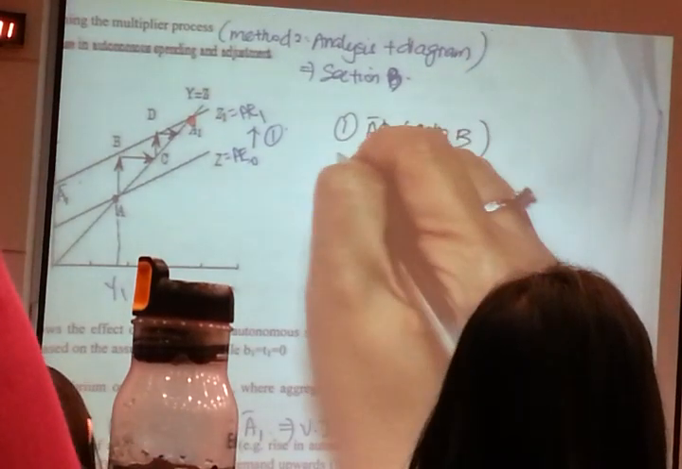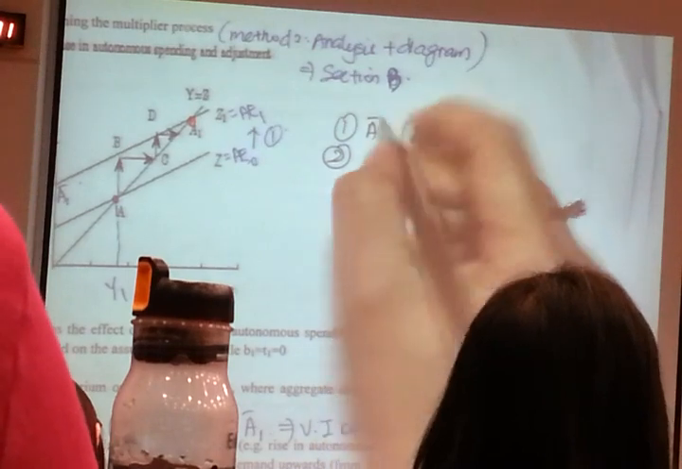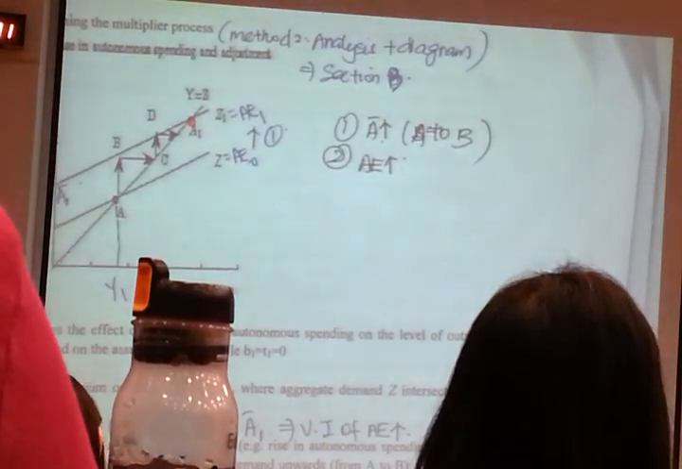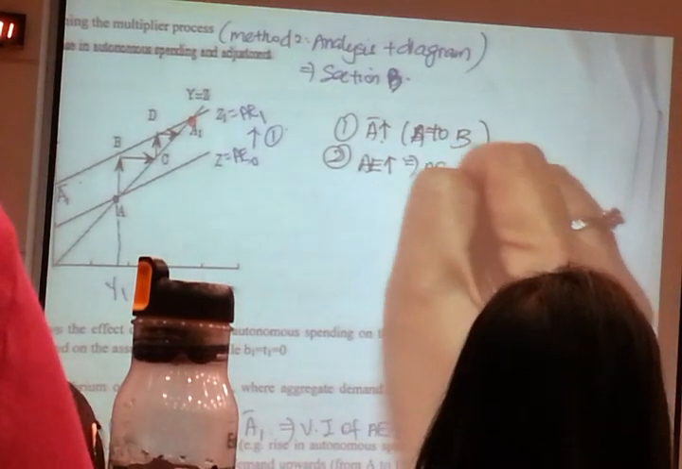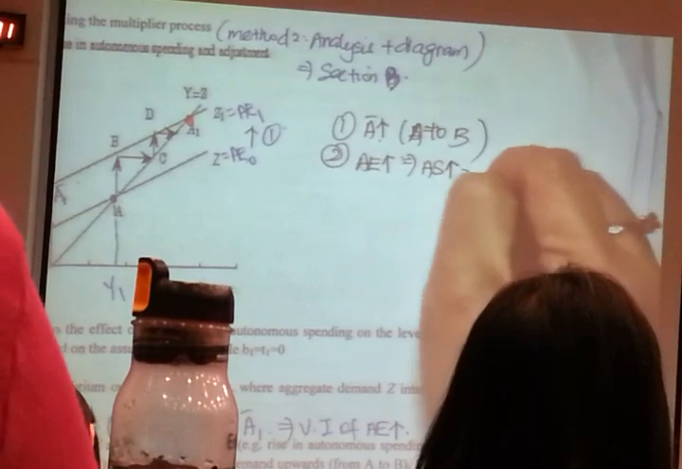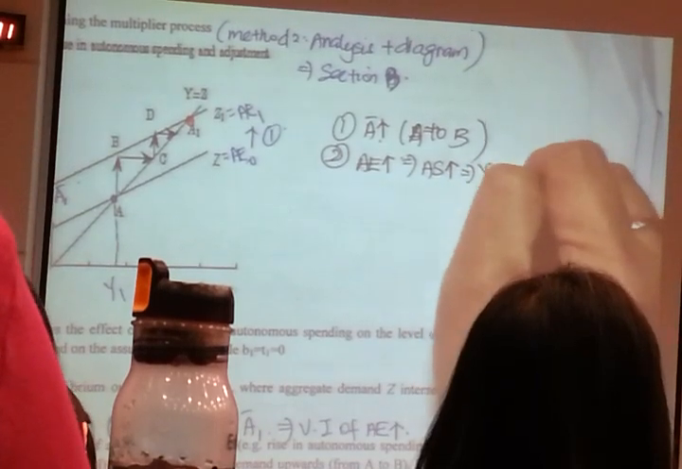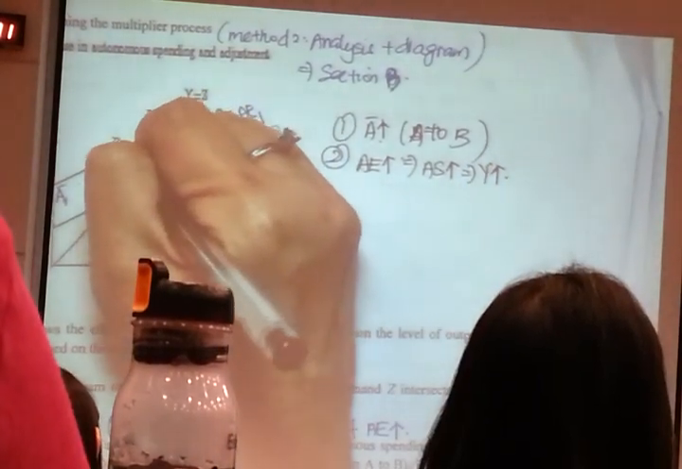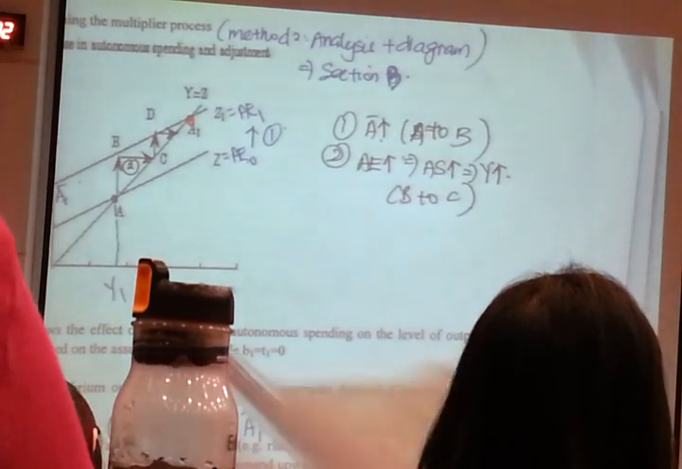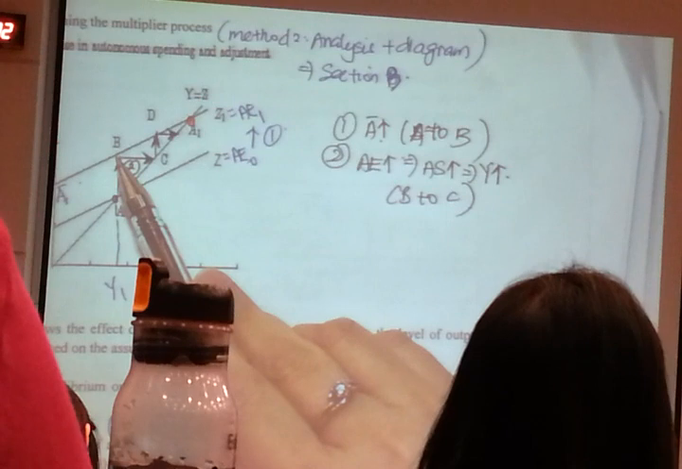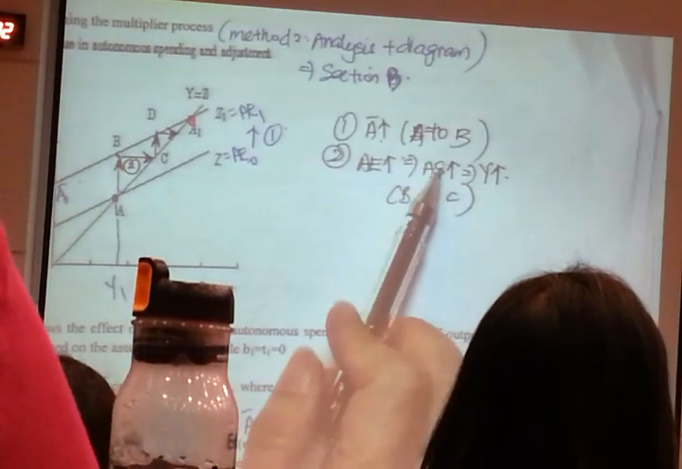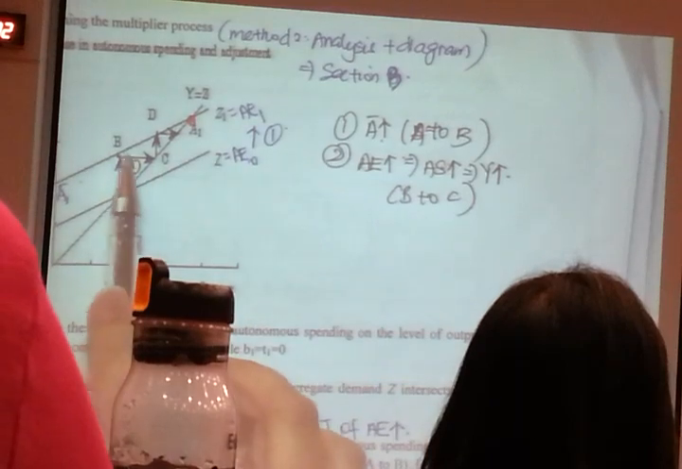Now step 2 is like this. If A bar goes up, AE increases. But if AE goes up, firms must produce more. And therefore, income will increase. See carefully, step 2 is here. It was from B to C. So A to B was the increase in A bar. But firms have to produce more. Income goes up. So this is your step 2.